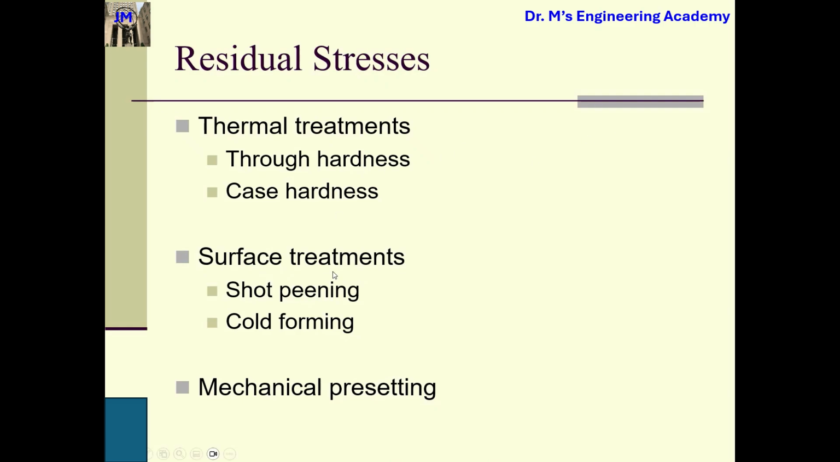And the second category is surface treatment. We do the surface treatment shot peening. In shot peening we use a bunch of small metallic particles to hit the surface we are interested in. As a result, after shot peening, you can see a lot of tiny craters on the surface. These tiny craters induce a beneficial compressive residual stress.